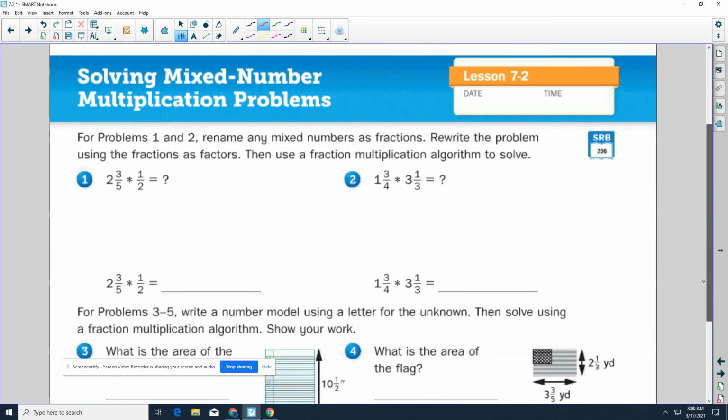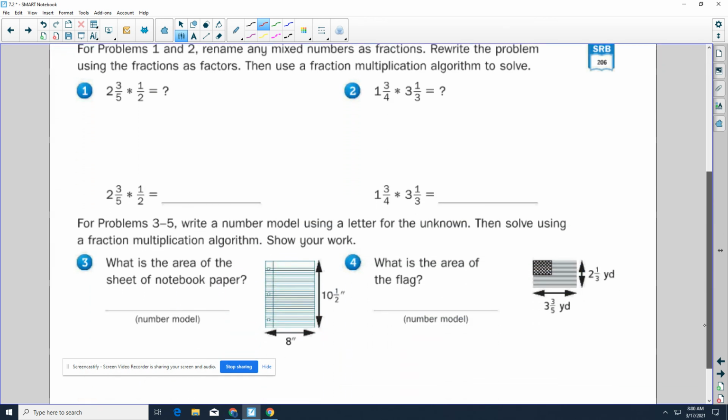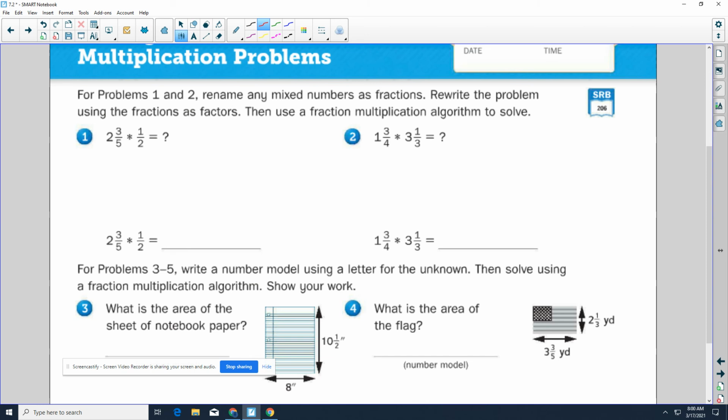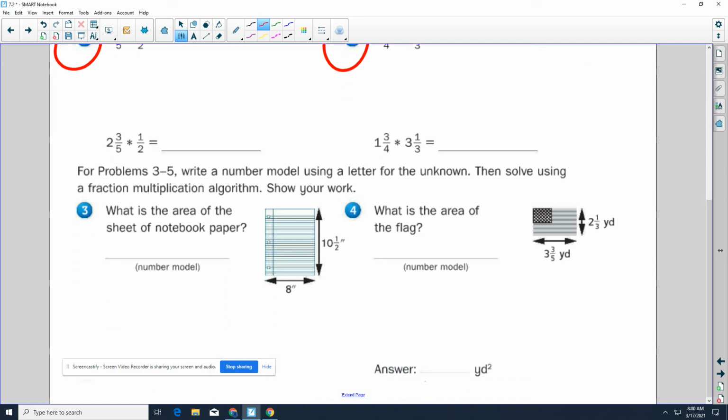Now, in your math journal, you're going to look at these problems here. So let's look at the first two. It says, rename any mixed numbers as fractions. Rewrite the problem using the fractions as factors, and use a fraction multiplication algorithm to solve. Okay, so this one here, I'm going to convert both of those to improper fractions. On this one, the first one needs converted. So you're going to go ahead and solve those. But let's look at problems 3 through 5 before you begin.